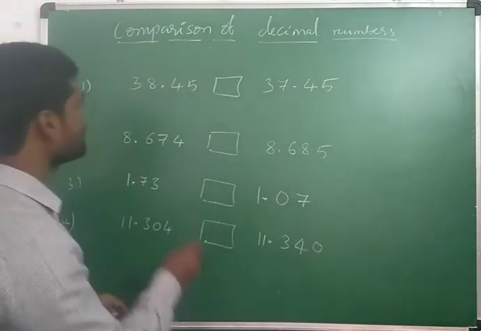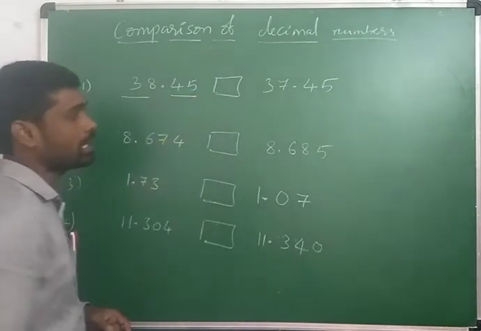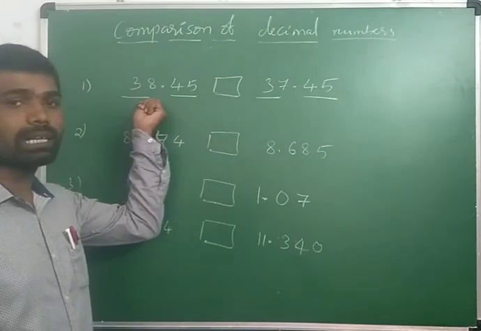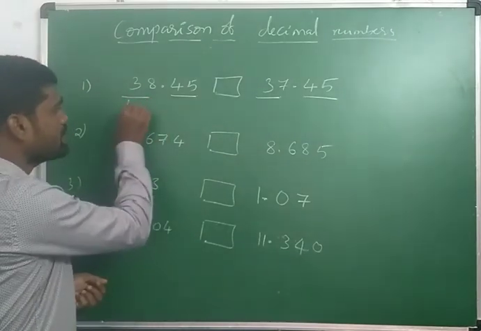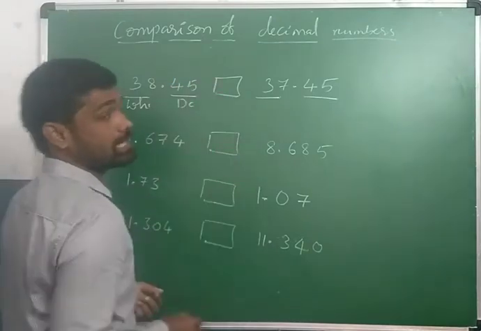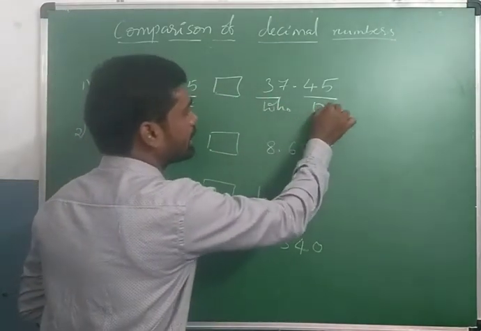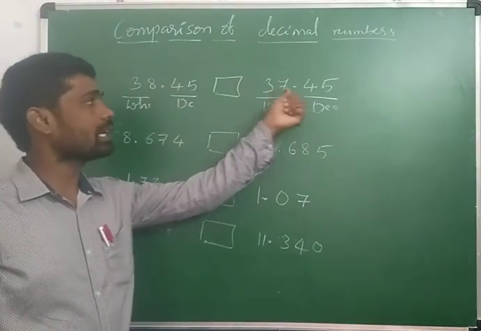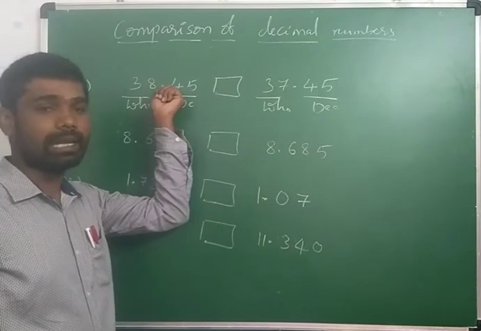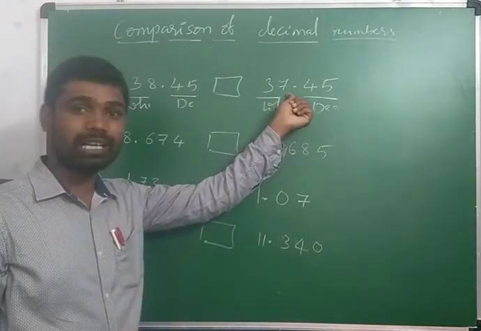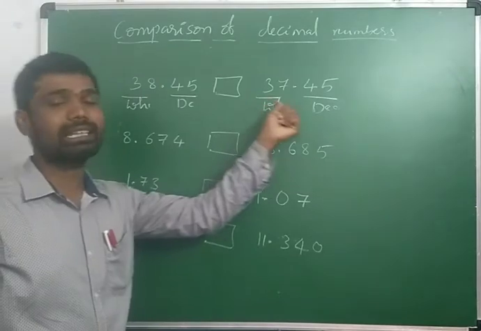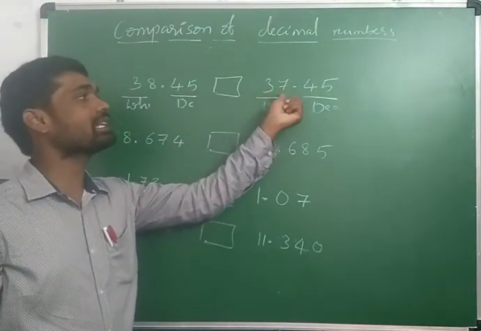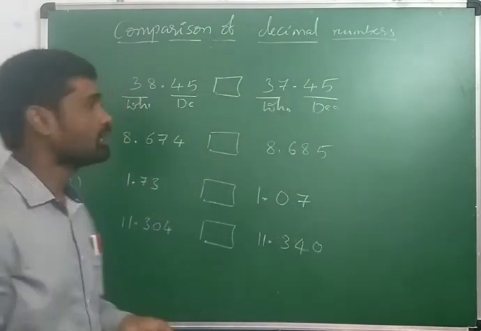Let us observe. Here we have a whole part and a decimal part. Here also we have a whole part and a decimal part. The whole part here is 38, and here also a whole part and a decimal part. First let us observe the ones place in the whole parts. What is the ones place here? 8. And what is the ones place here? 7. So clearly we can say that 8 is greater than 7. So 38.45 is greater than 37.45, isn't it?